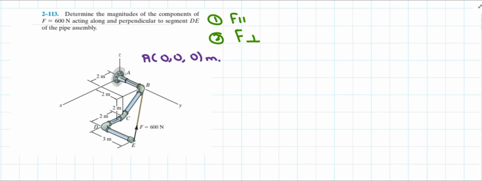Now, what about the location of point B? Point B basically lies on the y-axis only. It means that there is only one value present in point B. And if you see this 2 meter distance right here, it is indicated on the right hand side. So that's why it is nothing but the positive y value present in point B. So the location of point B can be written as B bracket 0, positive 2, 0 meter. This is nothing but the location of point B.